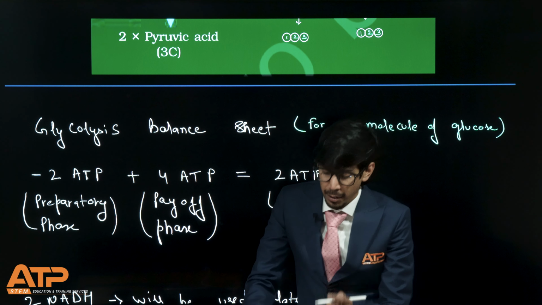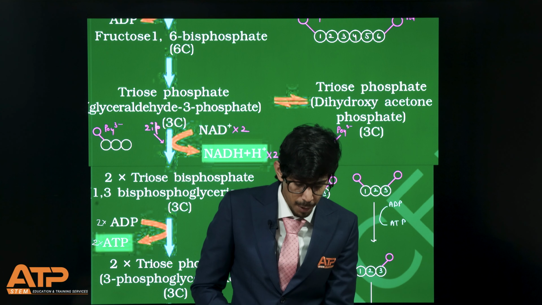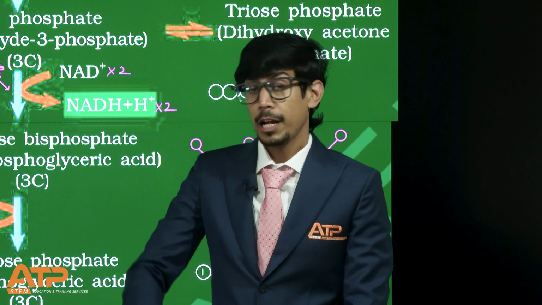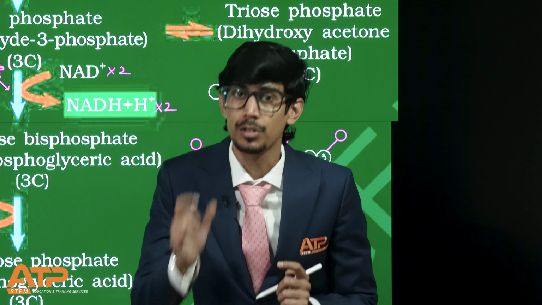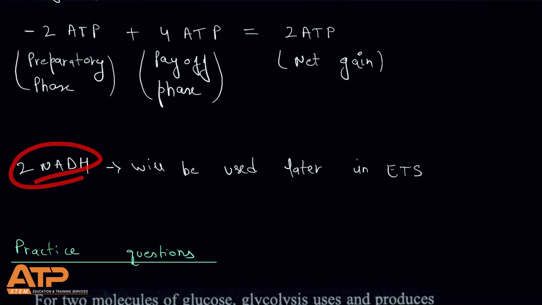Okay? Apart from ATP, one more very important thing we were getting, and which was in this step, 2 molecules of NADH. It will be utilized later in the electron transport system. I will talk about that in my electron transport system video, right? But for now, you just need to know that apart from ATP, we are also getting NADH, which is going to play a very crucial and important role in aerobic respiration. Okay, so here we will write that we get 2 NADH as well, which will be used later in ETS, that is electron transport system.